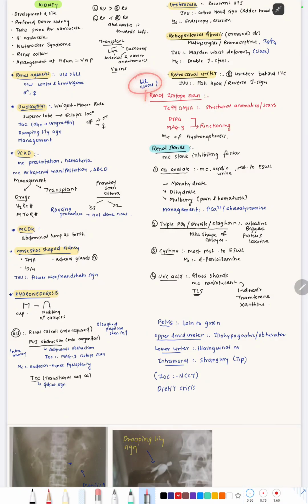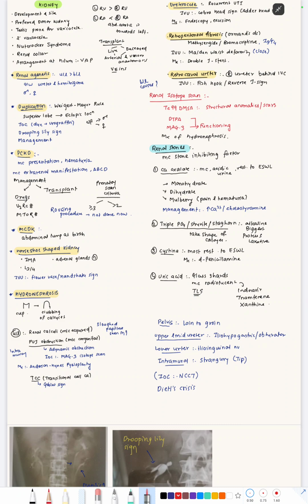the bilateral causes. The bilateral causes are going to be bladder outlet obstruction, benign prostatic hyperplasia, and posterior urethral valves. The posterior urethral valves, in the voiding cystogram, show the keyhole sign. It is only found in males, and the management is ablation of these valves.